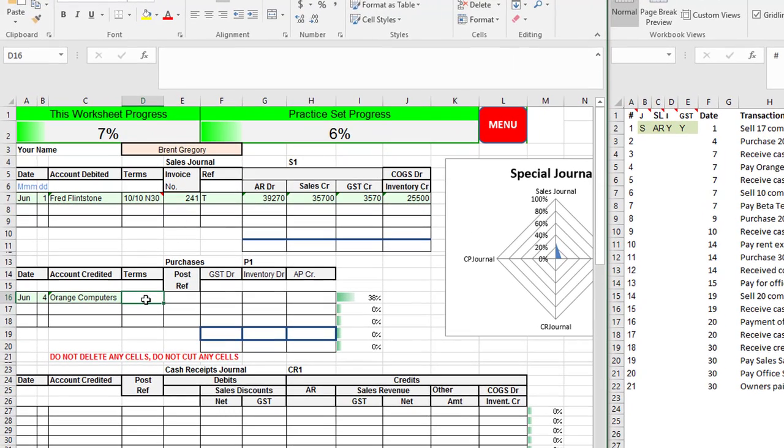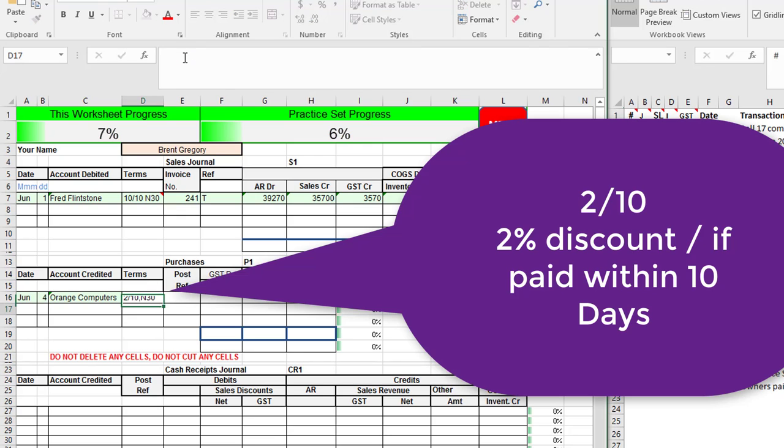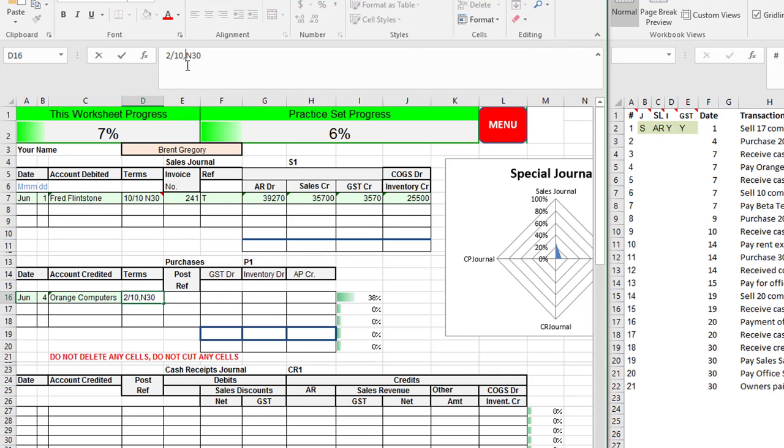The terms here are 2/10, which means we'll get a 2% discount if we pay within 10 days, but we're expected to pay within 30. Is that what I've got? Well, that hasn't updated, so I will check on the reason for that. 2/10, I better check 2/10. Posting reference, we don't do that till we post.